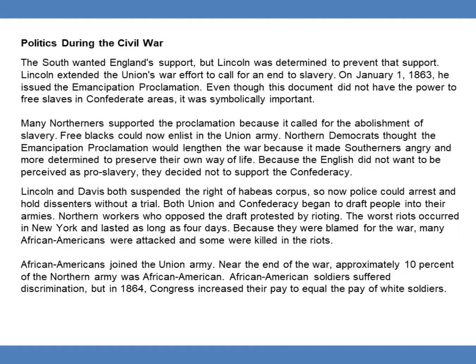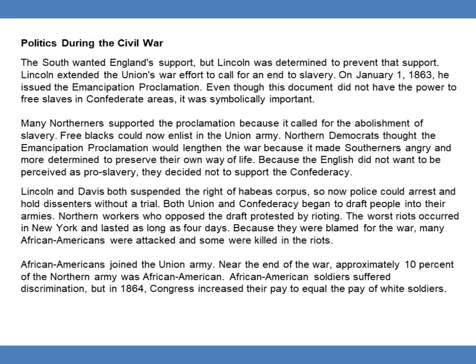Northern Democrats thought the Emancipation Proclamation would lengthen the war because it made Southerners angry and more determined to preserve their way of life. Because the English did not want to be perceived as pro-slavery, they decided not to support the Confederacy. Lincoln and Davis both suspended the rights of habeas corpus, so now police could arrest and hold dissidents without a trial. Both Union and Confederacy began to draft people into their armies.